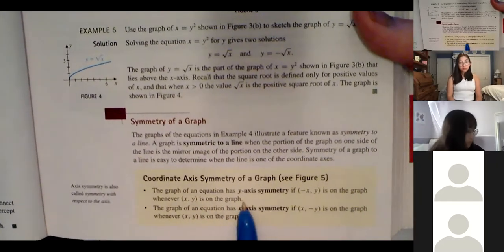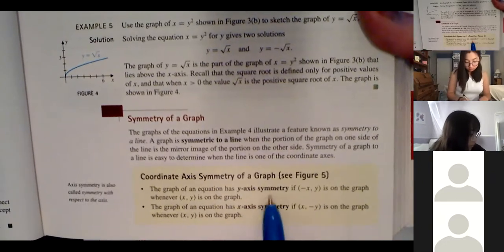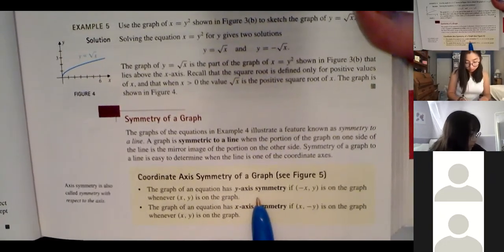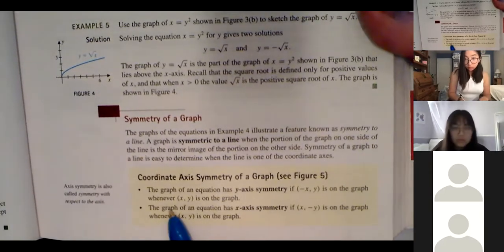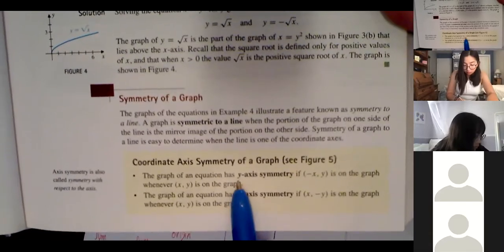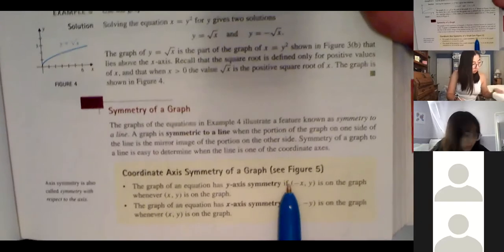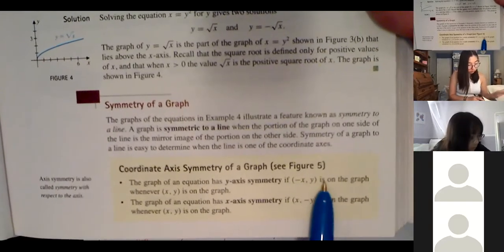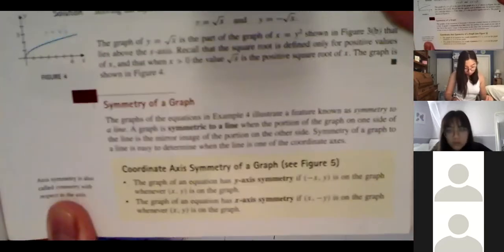Okay, so we have y-axis symmetry. And by the way, I'll give you my version of it also. A graph has y-axis symmetry if negative x comma y is on the graph whenever x comma y is also on the graph. Okay. Y-axis symmetry if negative x comma y is on the graph whenever x comma y is on the graph.